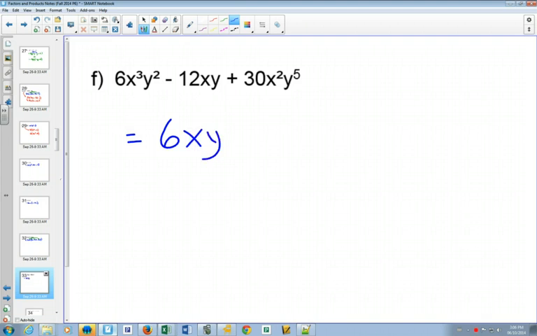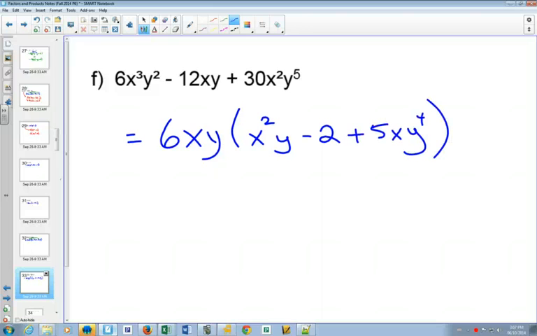Equals 6xy, x squared y minus 2 plus 5xy 4. Three would work, but it wouldn't be the biggest and you'd have to go one more step. Because after you take out 3, you'd notice that they all still divide by 2.